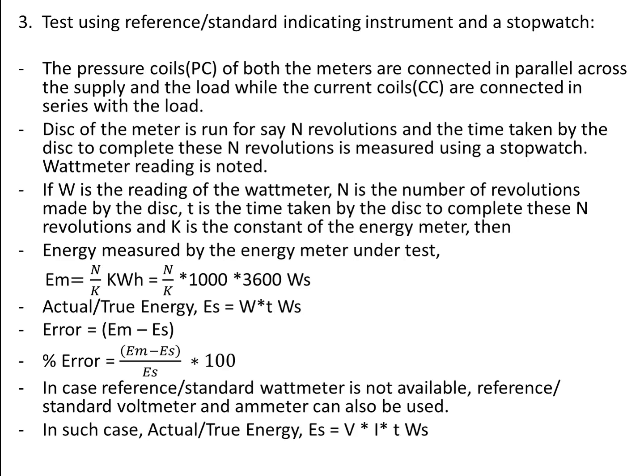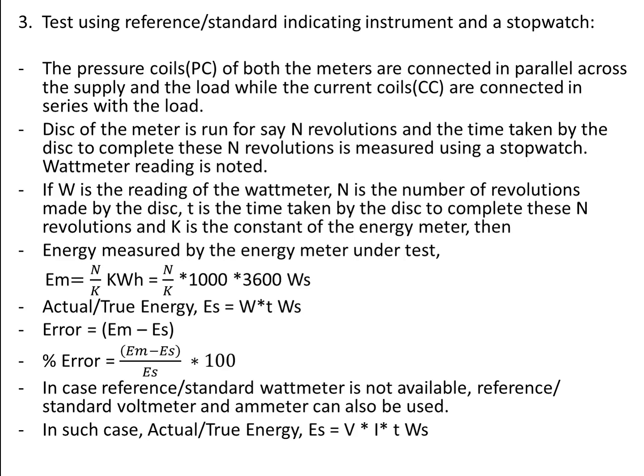Now we won't be carrying out this method of calibration for hours. We shall be carrying out this testing method for say few seconds or few minutes. Let's say we shall be carrying out this test for few seconds. So we need to convert the kWh into watt seconds. 1 kilowatt is equal to 1000 watts and 1 hour is equal to 3600 seconds. So N by K kWh will be N by K multiplied by 1000 multiplied by 3600 watt second, Ws.